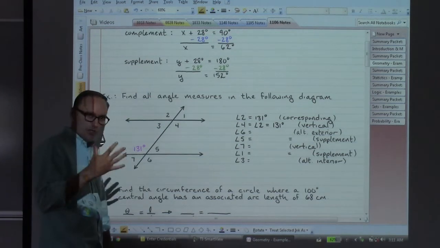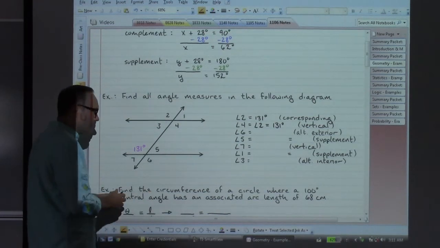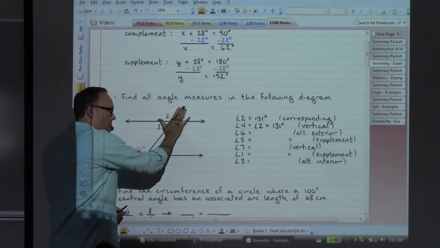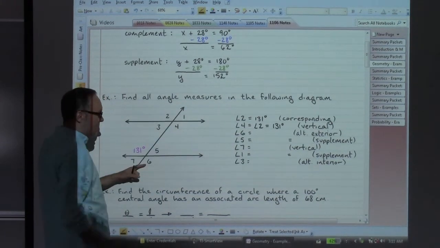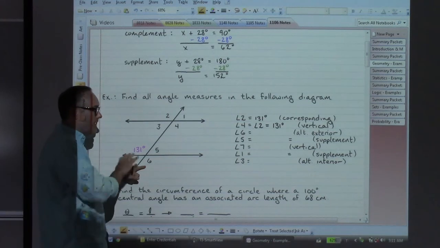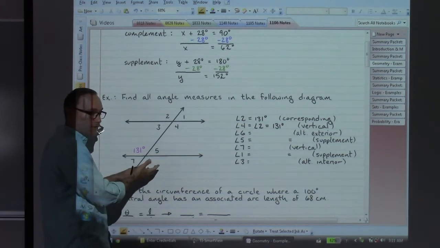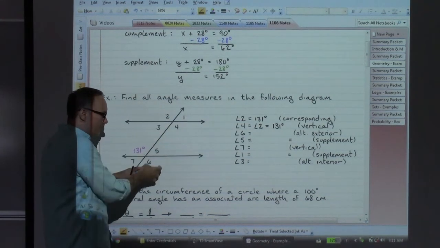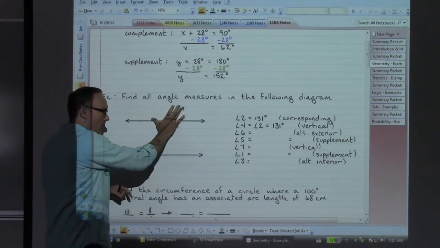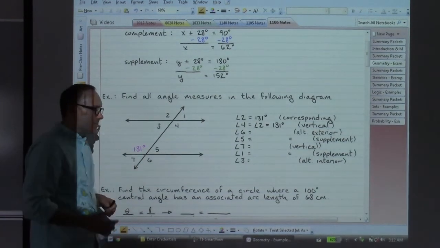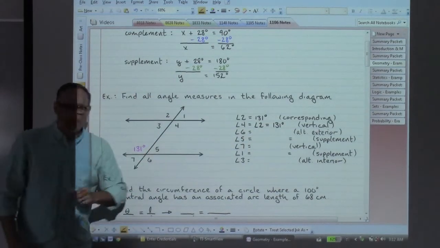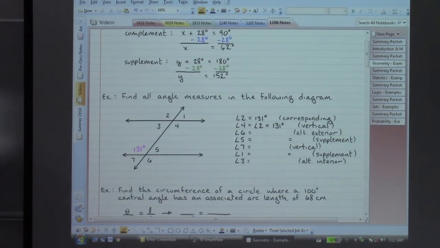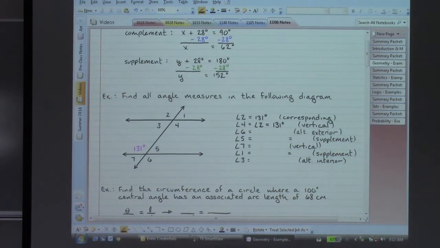Then, again, just to show some variety here, angle 2 is exterior, angle 6 is exterior, and it is on opposite sides of that transversal. So alternate exterior angles. Angle 6 has to match up with angle 2, which again we know is 131 degrees.